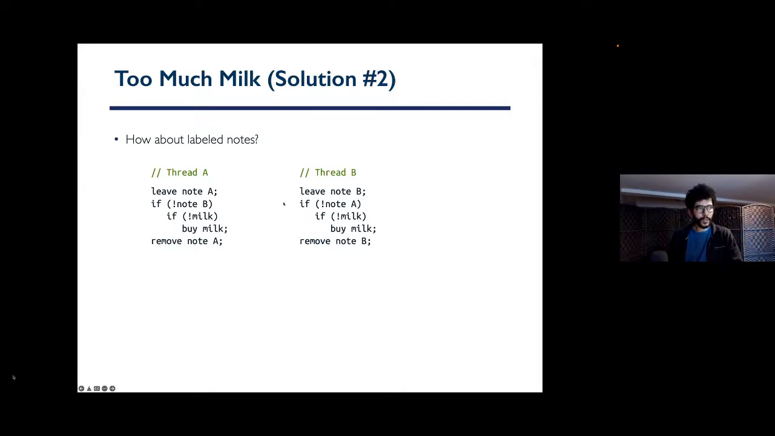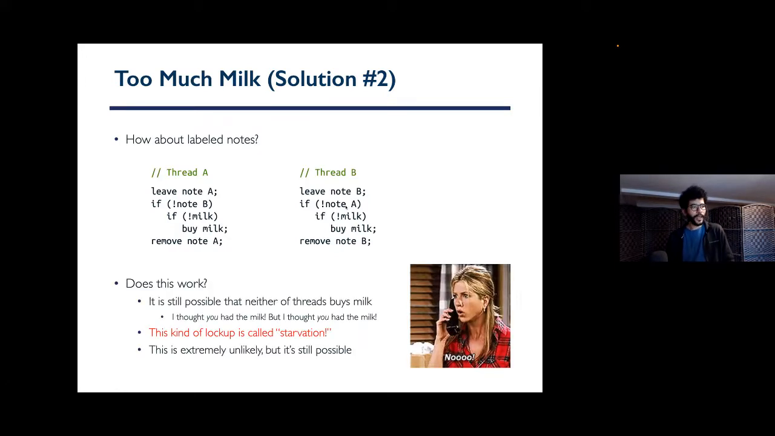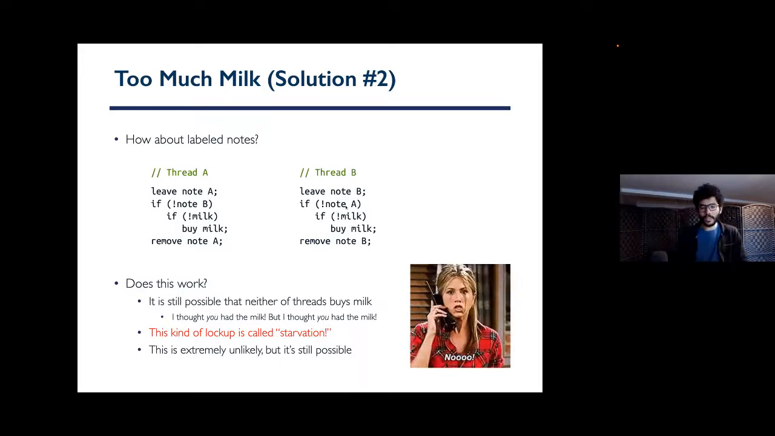But look at this one. In this one, let's say different people leave different notes. So thread A leaves its own note, so note A, and thread B leaves note B. And then they check for each other's note. So thread A checks for thread B's note, and thread B checks for thread A's note. And I kind of spoiled it already. This is not going to work as well, right? So it's kind of like I sort of alluded to the interleaving that could cause this problem.